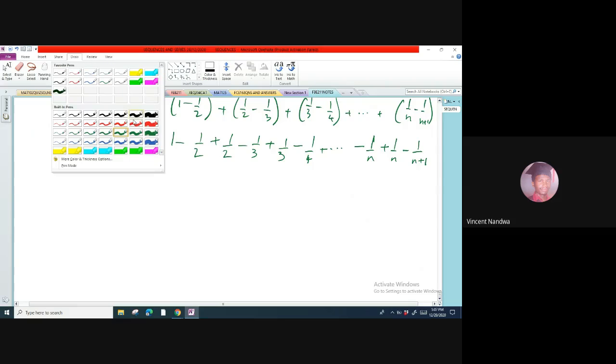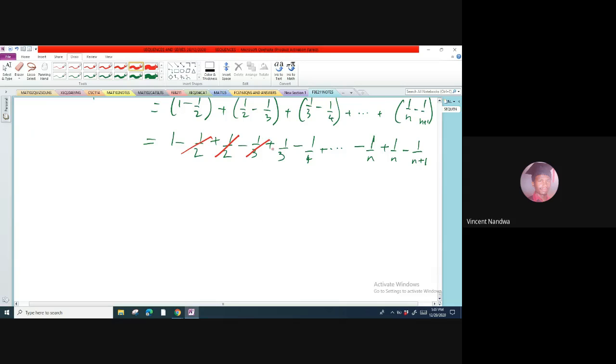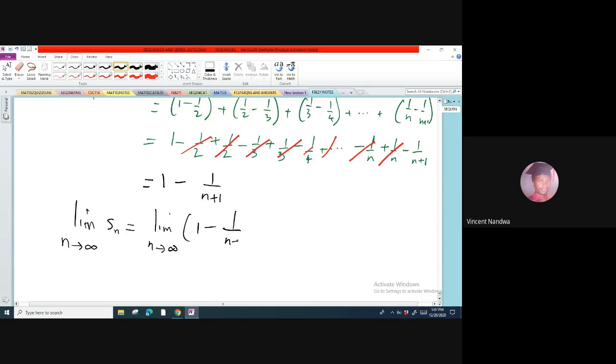So you see that some terms will cancel here. This and this, this and this. We are sure that we'll get a positive here, this and this. So therefore we remain with 1 minus 1 over n plus 1, and then limit as n approaches infinity of Sn equals the limit as n approaches infinity of 1 minus 1 over n plus 1. And if you work it out, you get 1.